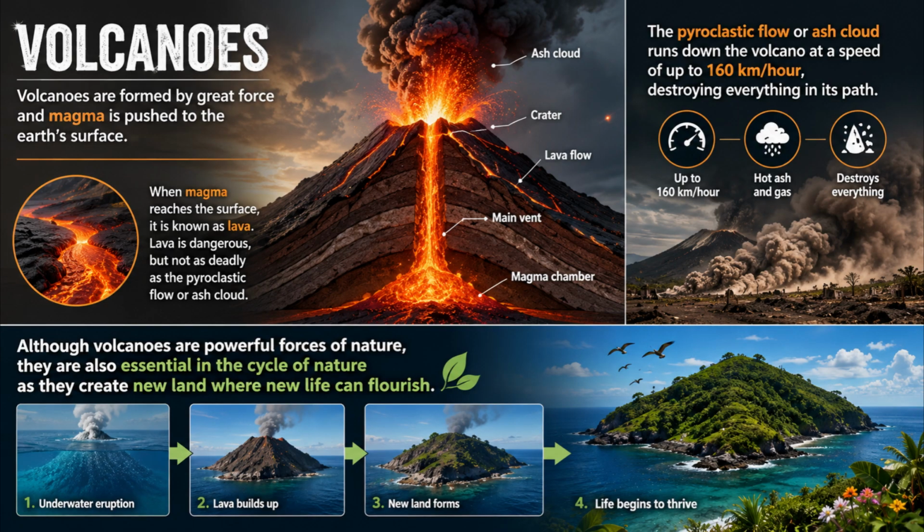Volcanoes are formed by great force and magma is pushed to the Earth's surface. When magma reaches the surface, it is known as lava. Lava is dangerous, but not as deadly as the pyroclastic flow or ash cloud that runs down the volcano at a speed of up to 160 km per hour, destroying everything in its path. Although volcanoes are powerful forces of nature, they are also essential in the cycle of nature as they create new land where new life can flourish.